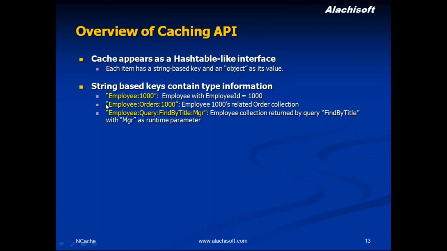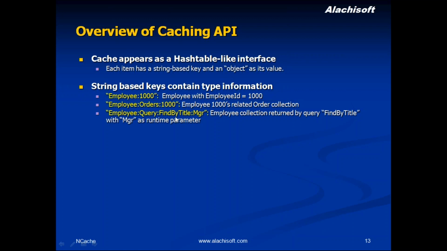Whereas for the string key, you could come up with a meaningful key formation. For example, an employee with employee ID 1000 can be stored with this key right here. All the orders of that employee can have this key, where you have employee orders and then the ID of that employee. This could be a runtime parameter as well.